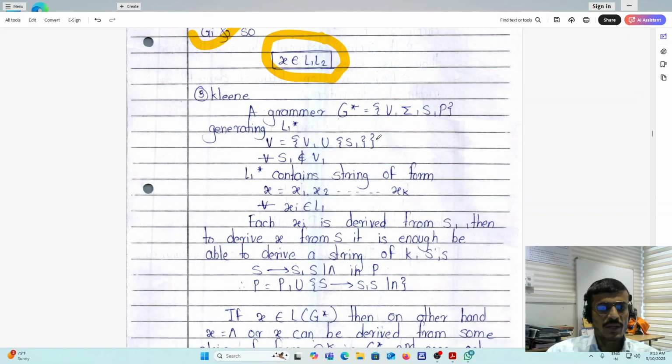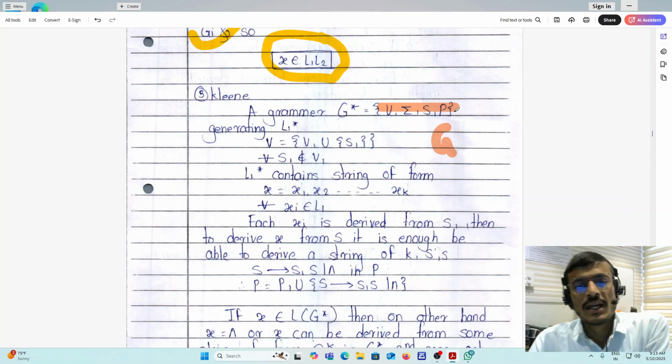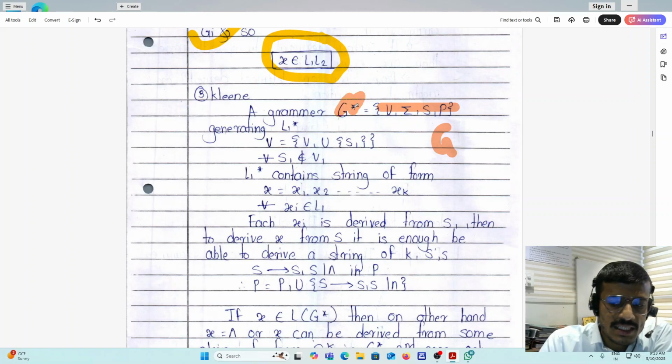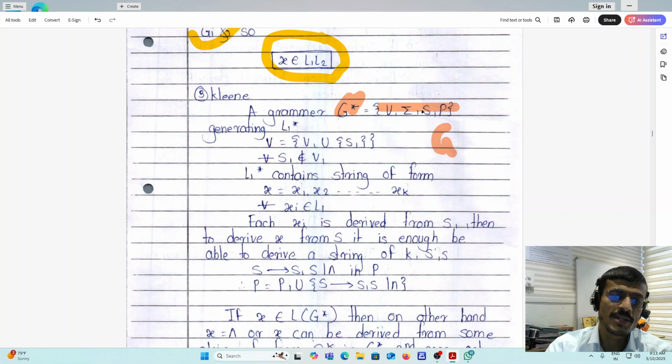Let us consider one grammar is given to you. Let us say G is the grammar having V, T, S, P. You can see here V, T, S, P or V, Σ, S, P is the grammar given to you. And by using that, we have taken the clean operation, that is G star. And G star also gives you V, Σ, S, P. Then what is the meaning of those tuples?